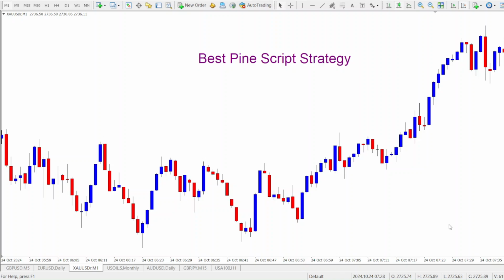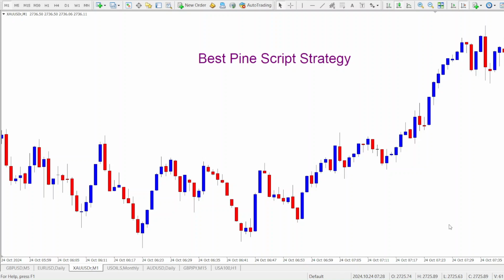Now, the next is signal generation. This is where you write your Pine script code. You want to define specific conditions that will trigger your buy or sell signals. For example, if your custom moving average crosses above a certain level, that could be a buy signal. And if it crosses below, that might be your cue to sell.